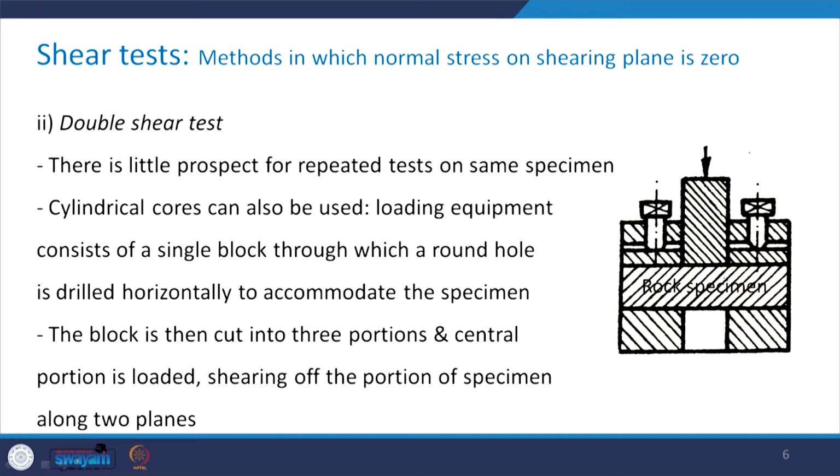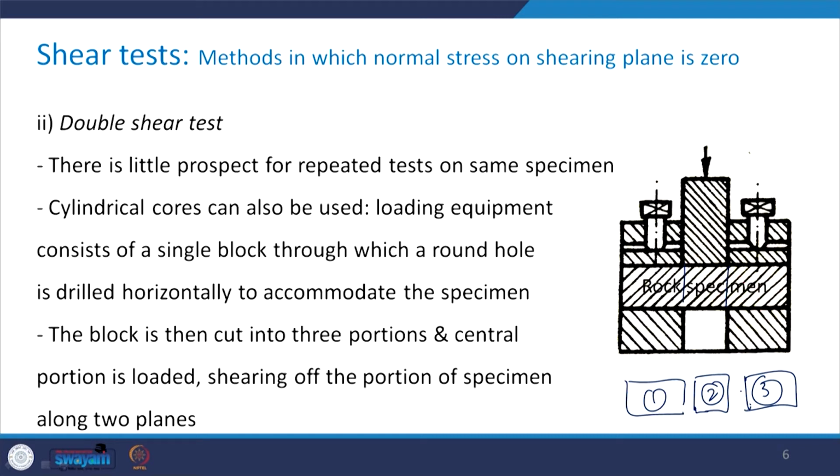In case of the double shear test, you cannot repeat the test on the same specimen, because the moment it cuts, you get 3 portions of the specimen like this. So, in this case cylindrical cores can also be used.